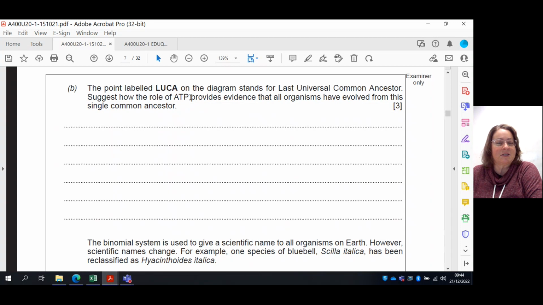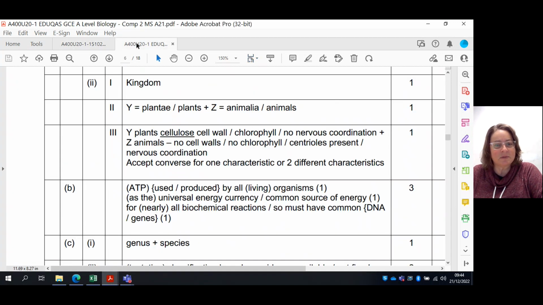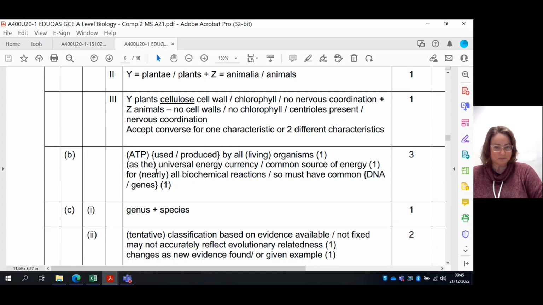It may be that's what there is. So if all of them are using ATP as that universal energy carrier, then they must have some common biochemistry and therefore share a common ancestor. The mark scheme is wording it: it's used by all living organisms, used as the universal energy currency. It uses the word currency here rather than energy carrier, which is fine. You can rephrase those bits a little bit. Used in nearly all biochemical reactions. And the last one here, actually, I would have overlooked that one.